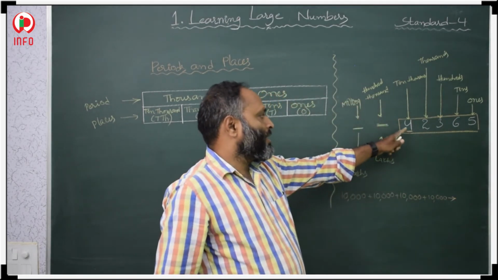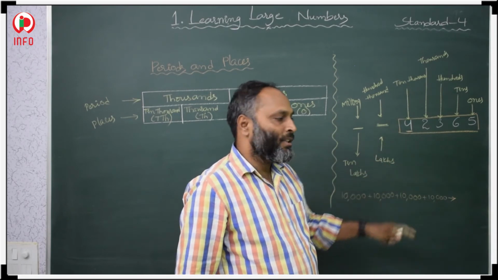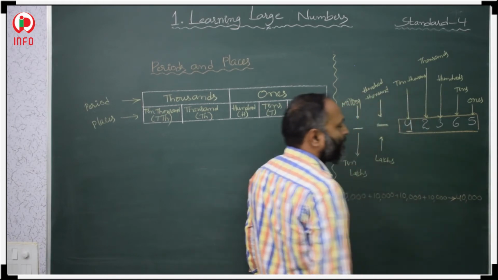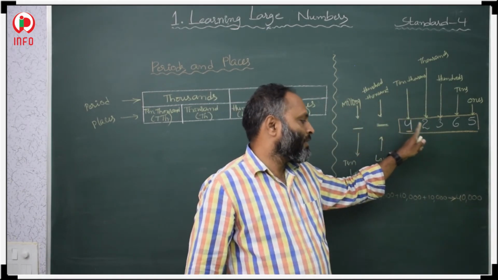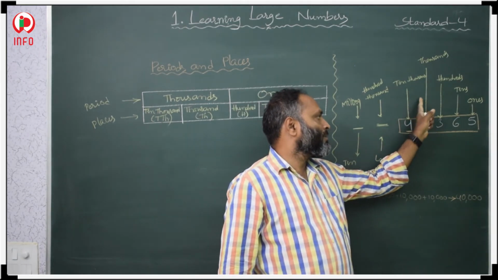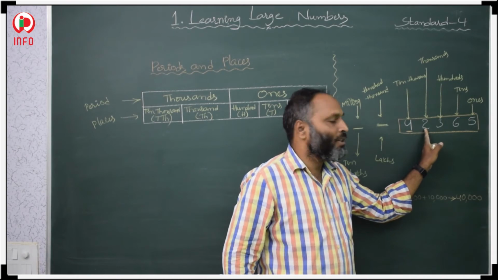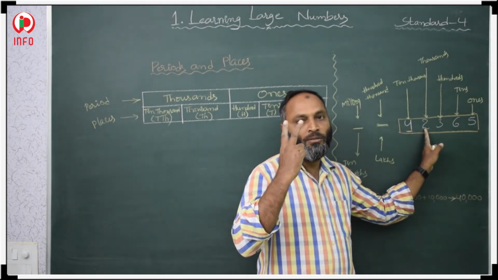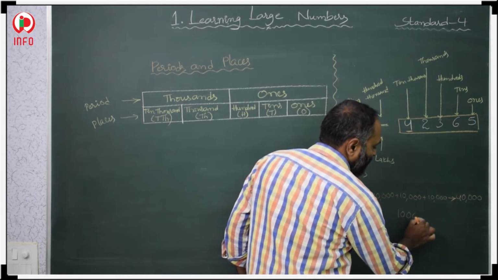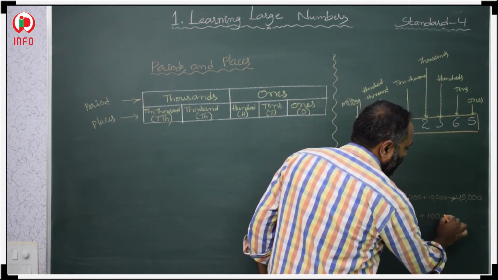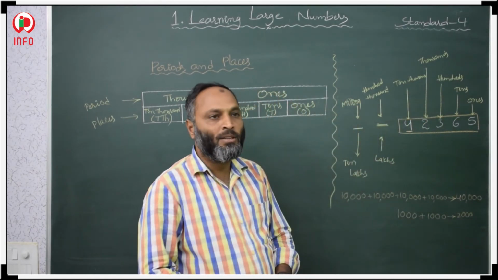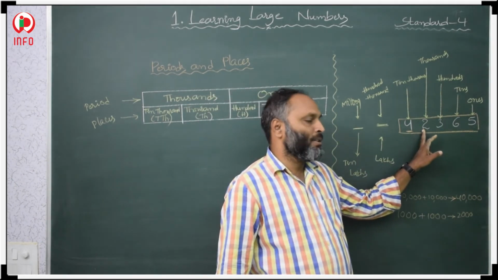4 is in the 10,000s place, which means 40,000. That is why it is 40,000. In the same way, 2 is in the thousands place. How many thousands were there? 2,000s were there, so we have to write 1,000 two times: 1,000 plus 1,000, which gives 2,000. Why? Because here 2 is in the thousands place.